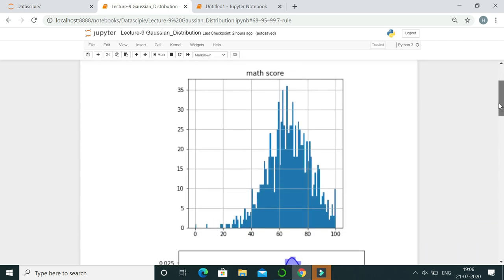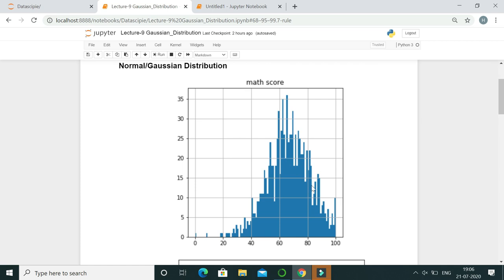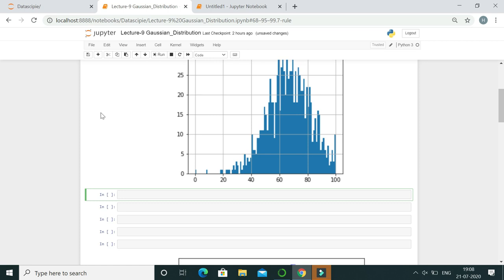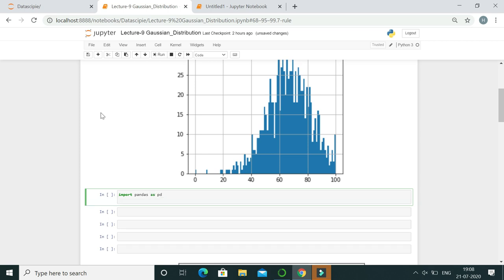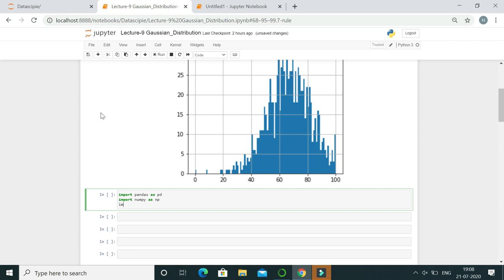So we check it with the help of Python. First of all, we have to plot this histogram. Next we import the necessary libraries. Import pandas as pd for data handling. Import numpy as np for array handling. Import matplotlib dot pyplot as plt for data visualization.